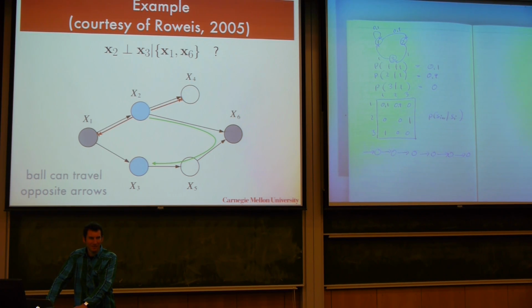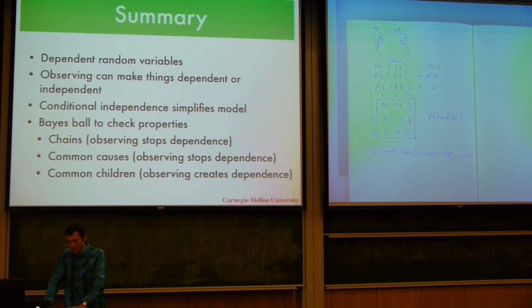Okay. So as I said, we have dependent random variables. Observing things can make them dependent or independent. And then there's a very simple algorithm, maybe not the world's most efficient one, that lets you check things. And you only need to really remember those 3 rules in the bottom. Chains let information through, and then if you have a common child or a common parent, things are exactly reversed. This is the basics about directed graphical models.